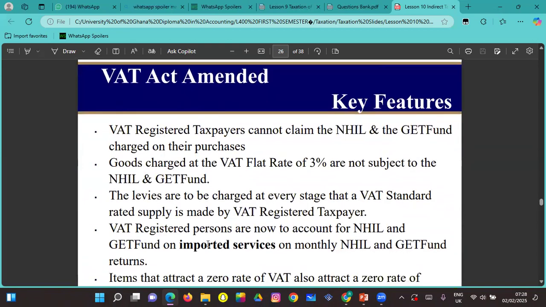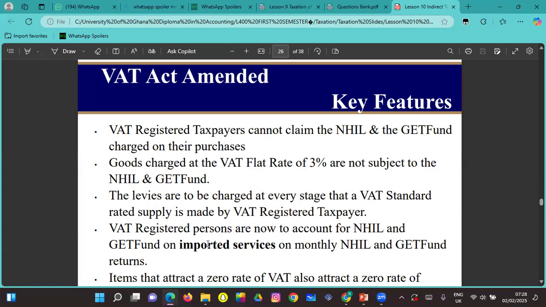So VAT registered taxpayers cannot claim the NHIL and GETFund charge on their purchase. What this is trying to say is that if you're a registered VAT person, you have input and output VAT, which we'll discuss very soon. Your input VAT should only be the normal VAT, but you cannot claim your NHIL and GETFund. But what you are going to do to get a taxable amount is to calculate only the normal VAT.